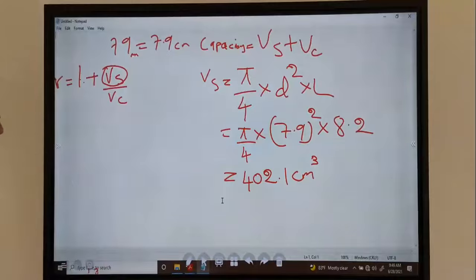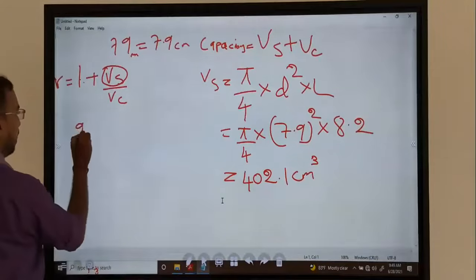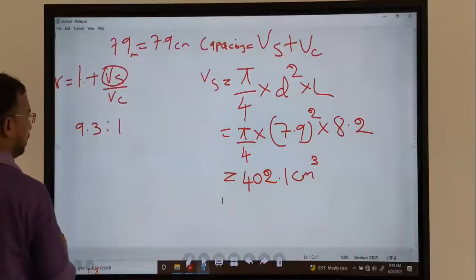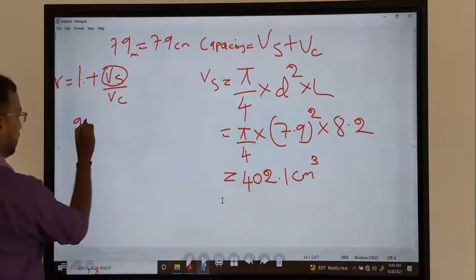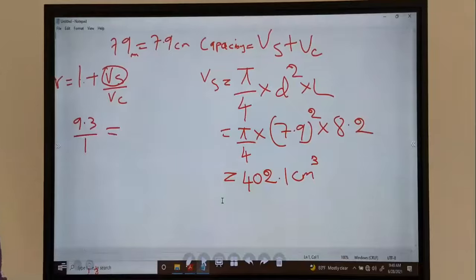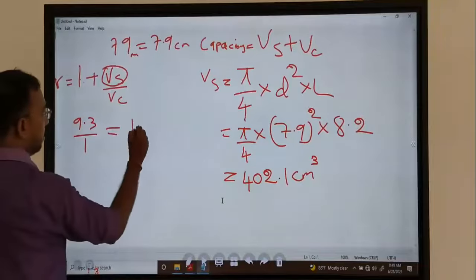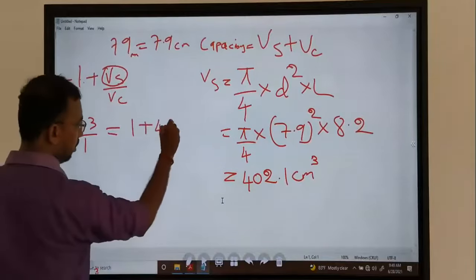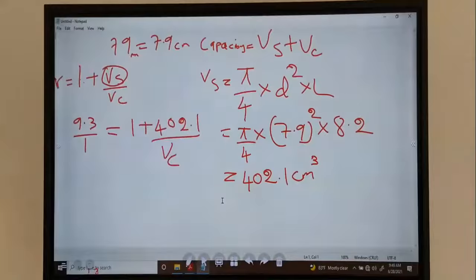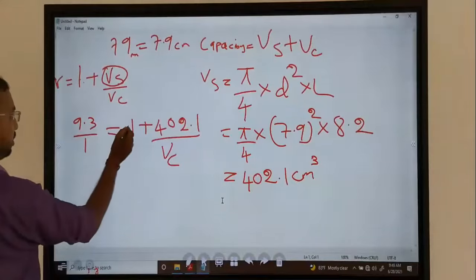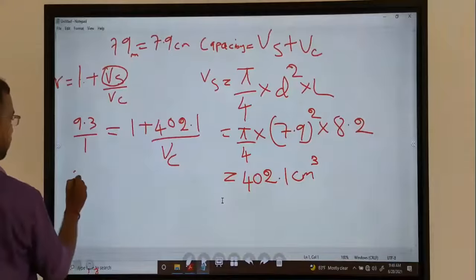So use this compression ratio, because in the question they give the compression ratio, that is 9.3 is to 1. So we can write like this: compression ratio minus 1, into Vc, equals the stroke volume we know. So we reduce 1 from 9.3, so 8.3.